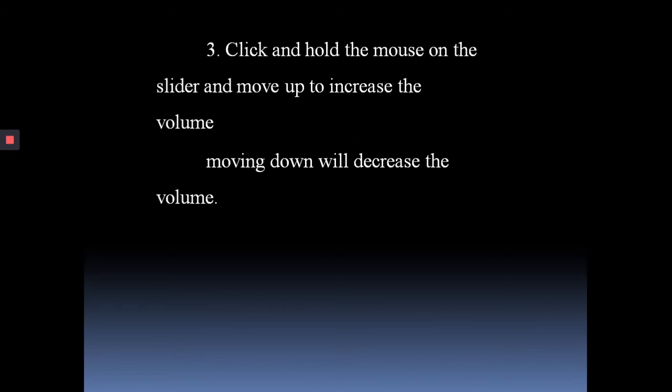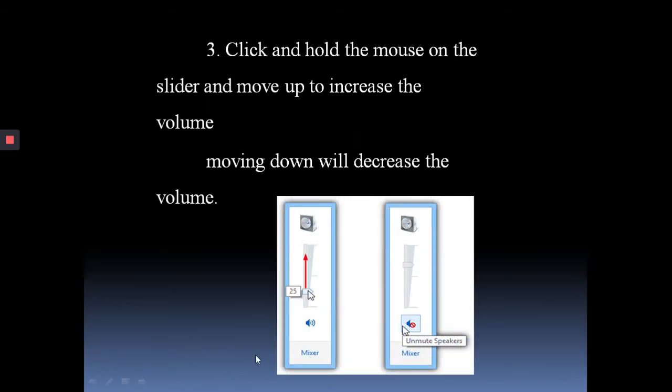First, we see how to increase the volume. If we want to increase the volume, we have to click and hold the mouse on the slider, then move up, then only it will be increased. The second one is how to decrease the volume. If we want to decrease the volume, we have to click and hold the mouse on the slider and move down, then only it will be decreased. This is the moving direction, up and down.